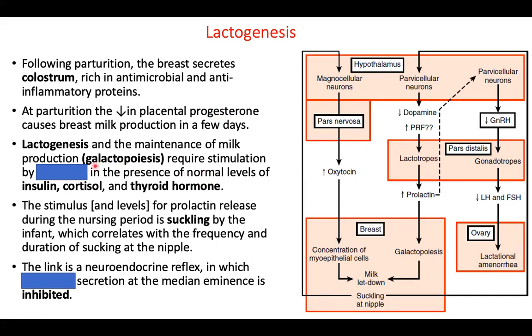What hormone is responsible for galactopoiesis, or the production of the milk? Prolactin, good. Remember that it's a positive feedback loop with the suckling of the nipple. And then what about prolactin? It's going to go back up to the hypothalamus and decrease or inhibit which hormone?